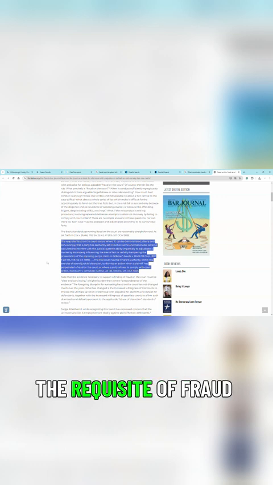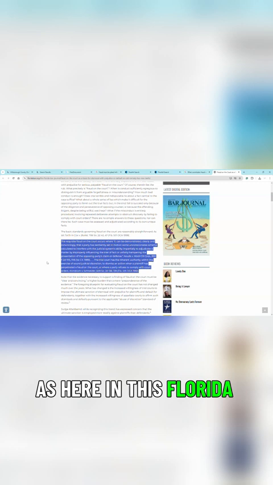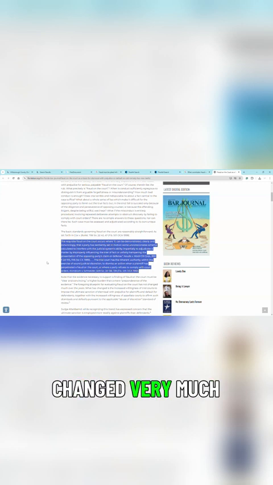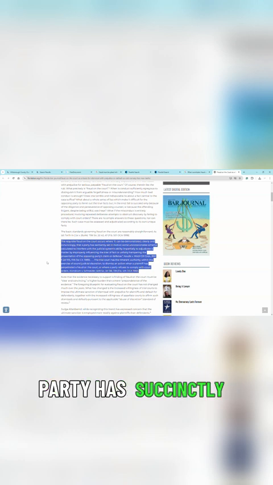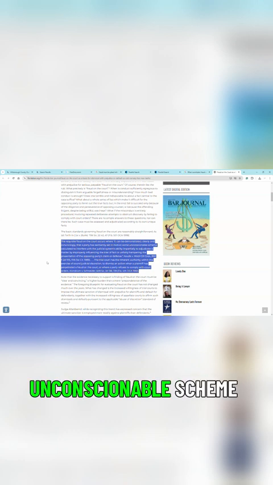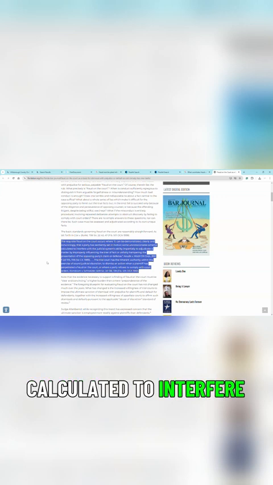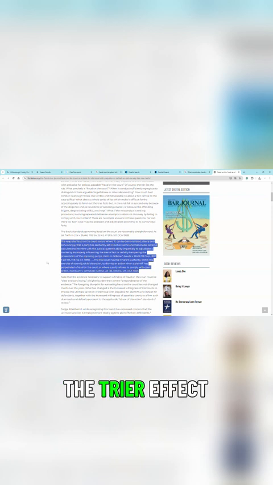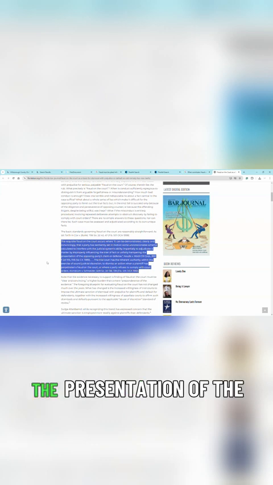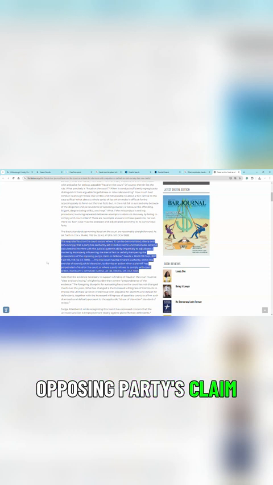Like we said, the prerequisites. I'm looking back at the requisites of fraud here in this Florida Bar Journal, which hasn't really changed very much, and we're going to go through that. Fraud on the court occurs when it can be demonstrated, which goes to the specificity, clearly and convincingly, that a party has set in motion some unconscionable scheme calculated to interfere with the judicial system's ability impartially to adjudicate a matter by improperly influencing the trier of fact, which could be the judge or the jury, or unfairly hampering the presentation of the opposing party's claim or defense.